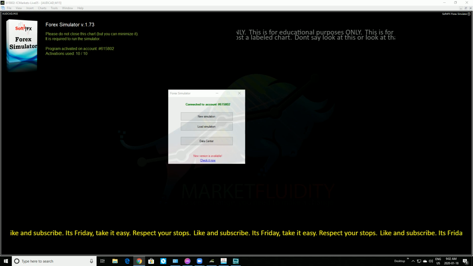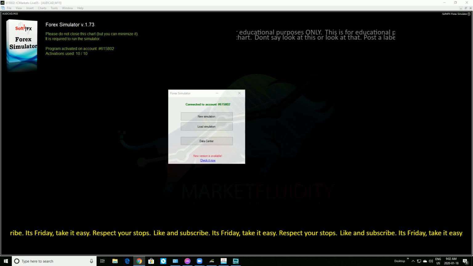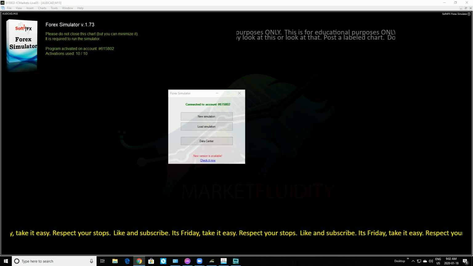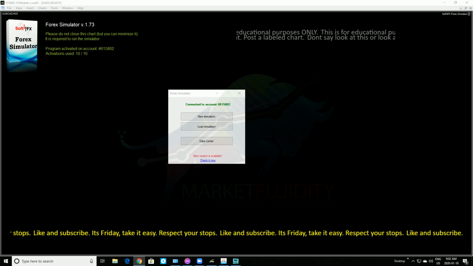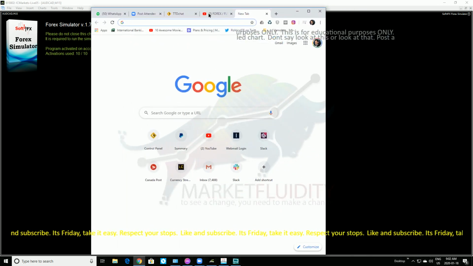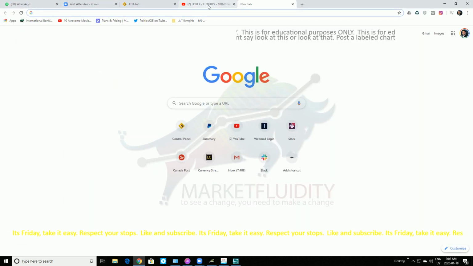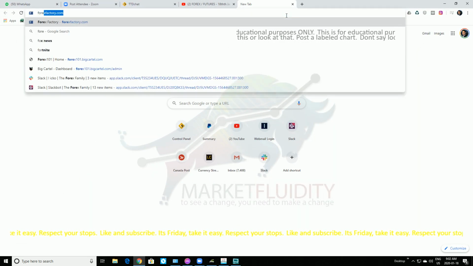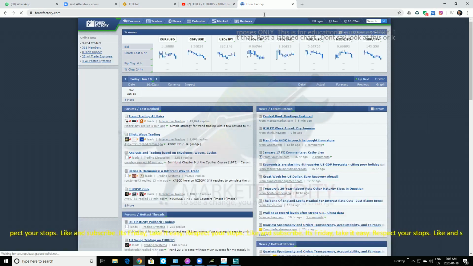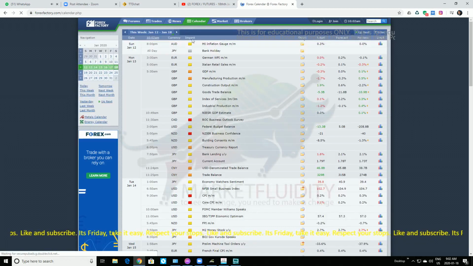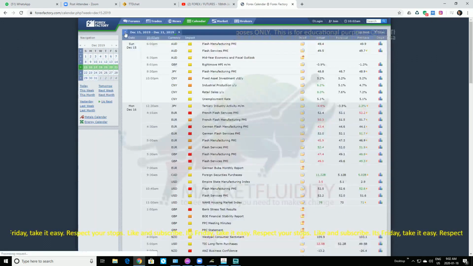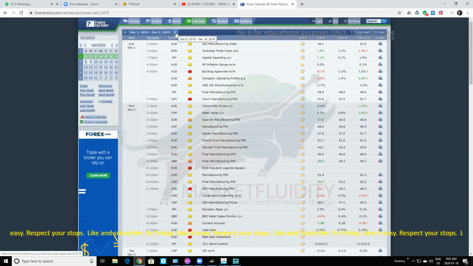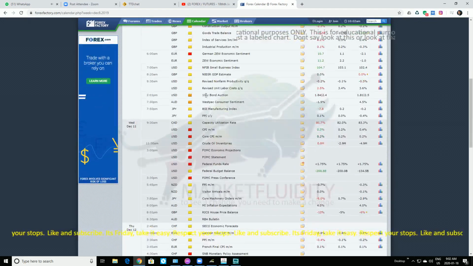So first of all, we need to see the last 10 interest rate decisions. So let's bring this over here. We're going to go to forexfactory.com, then to the calendar, and go to December 11th, which was when the previous interest rate decision was.